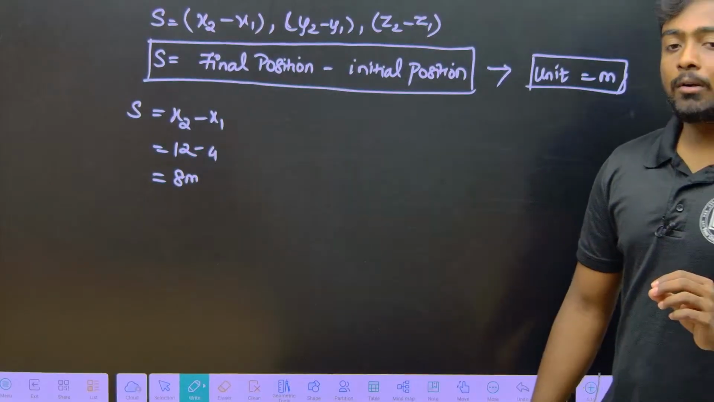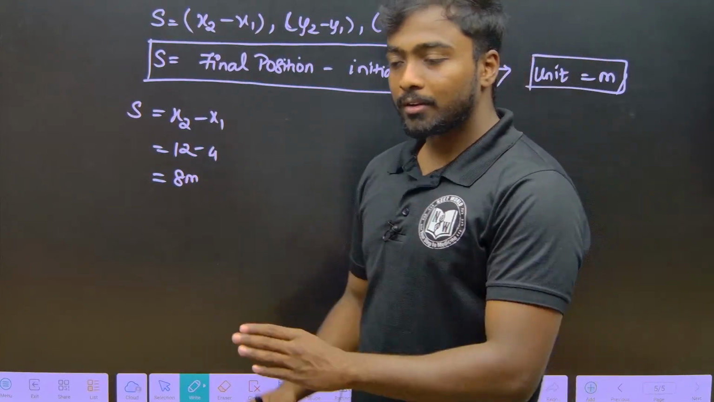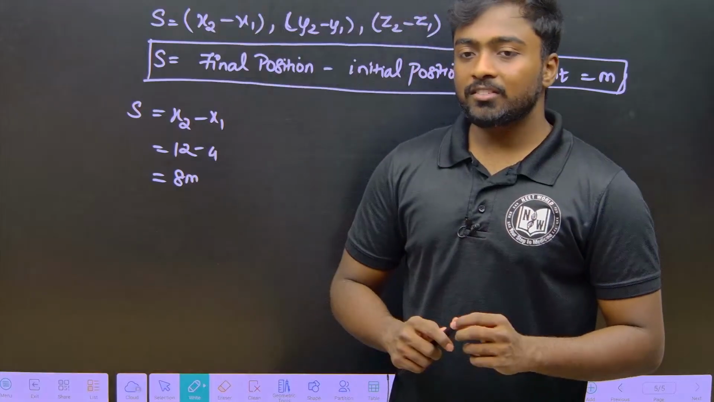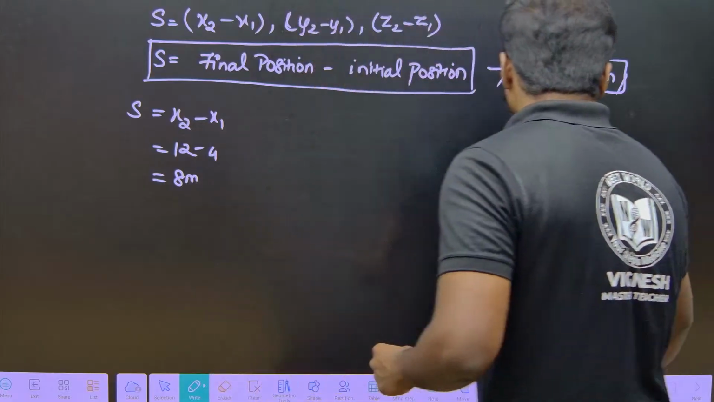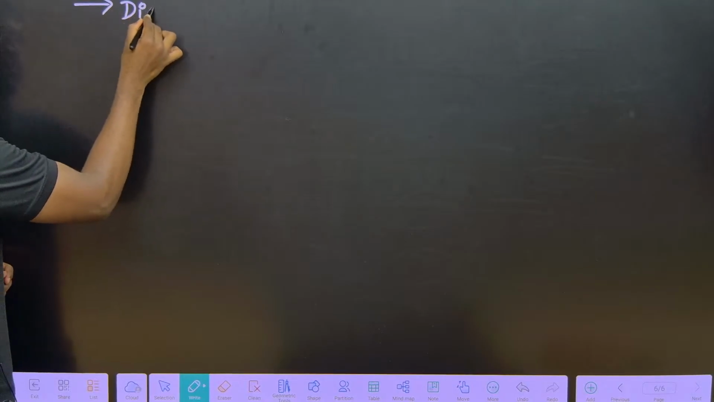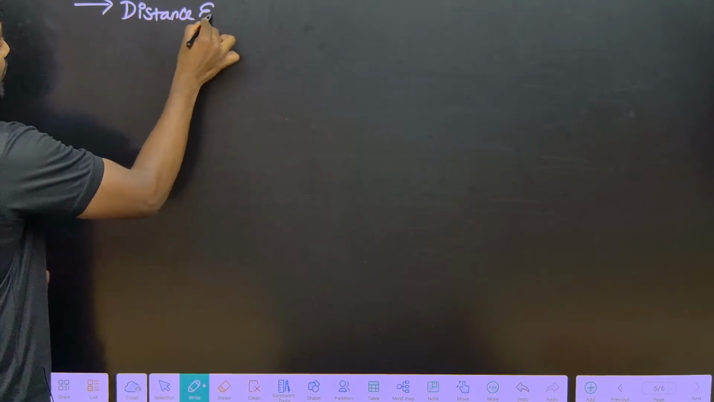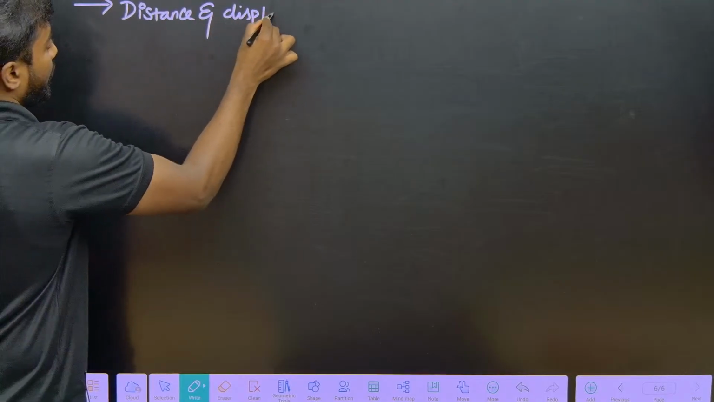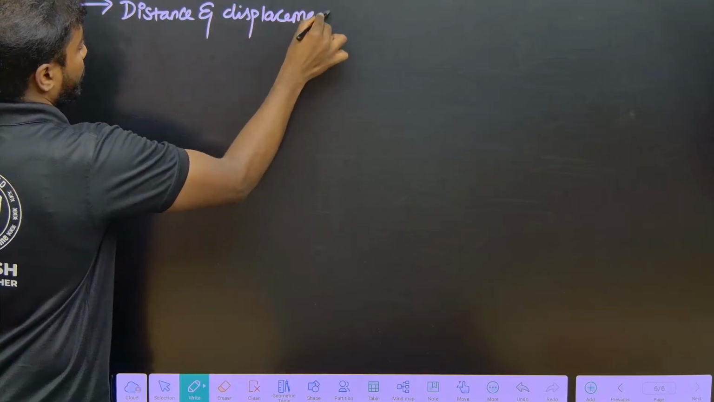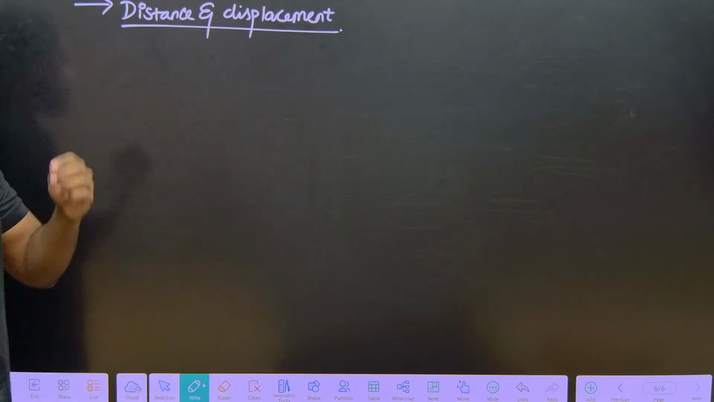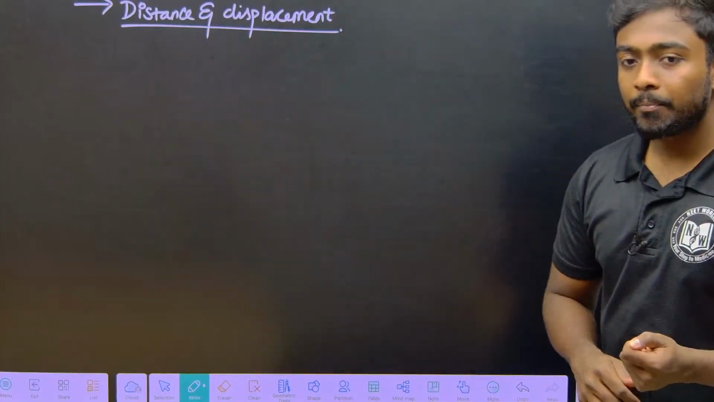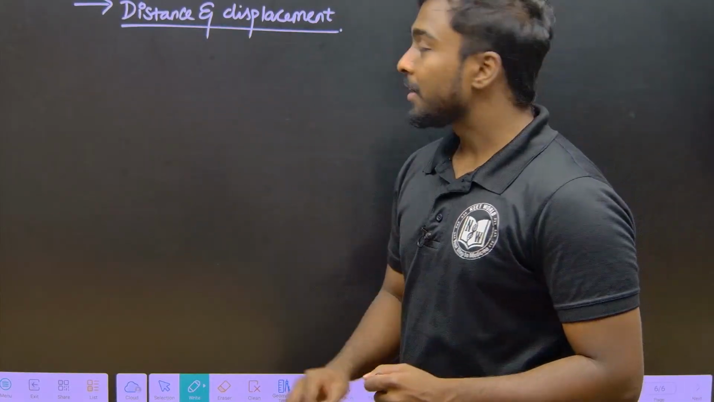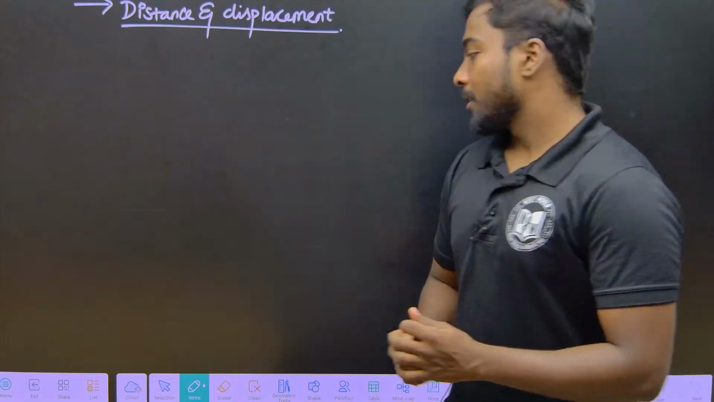Now we will talk about what is distance. Displacement we have talked about, the change in position. Distance is the total path covered by the object. The main difference between distance and displacement: distance is nothing but the total path covered by the object. Displacement is the shortest path.